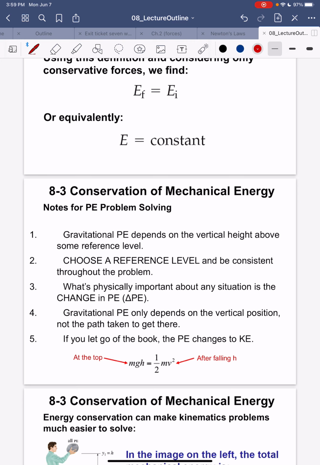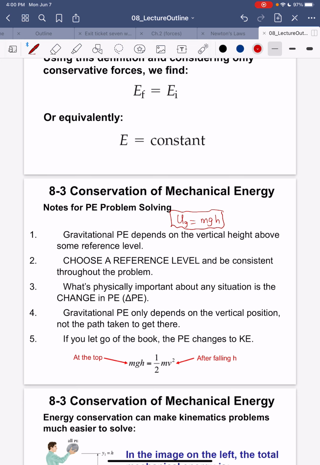Now, here we have very special notes for potential energy problem solving. The first thing is that the gravitational potential energy depends on the vertical height above a reference. That means that for any object, its mass is going to be constant, g is going to be constant near the surface of the Earth, and the only thing that is variable here is h. And we're going to see later that the expression that we are using for UG is valid even if we are very far from the Earth, or at high altitudes.